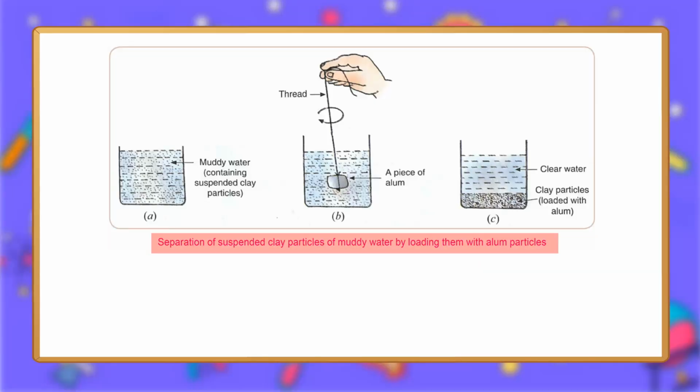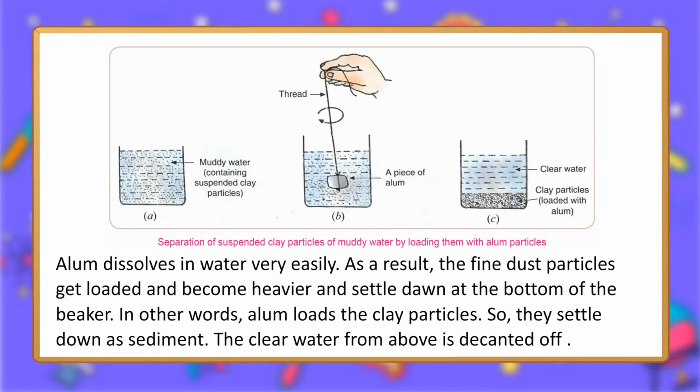Separation of suspended clay particles of muddy water by loading them with alum particles. Muddy water containing suspended clay particles. Thread. A piece of alum. Clear water. Clay particles loaded with alum. Alum dissolves in water very easily. As a result, the fine dust particles get loaded and become heavier and settle at the bottom of the beaker. In other words, alum loads the clay particles. So, they settle down as sediment. The clear water from above is decanted off.